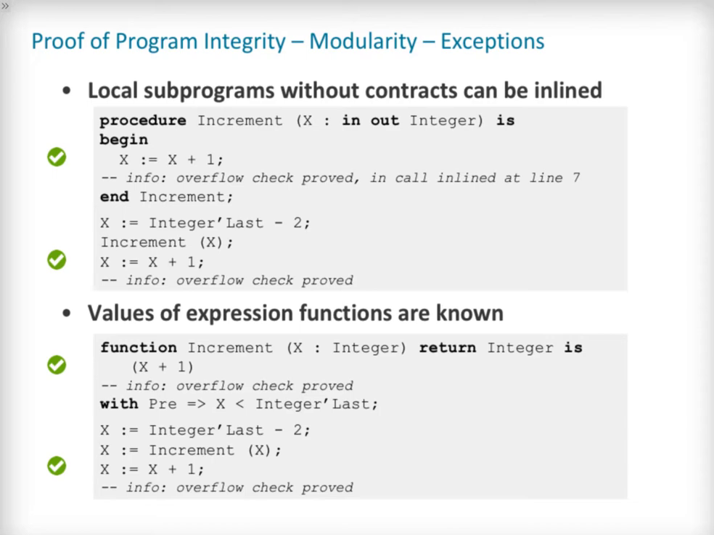The other case concerns expression functions. If a function is defined as an expression function with or without contracts, then it is handled as if it had a postcondition stating the value of its result. In our example, replacing increment with an expression function allows GNATprove to verify successfully the overflow check in the following condition.